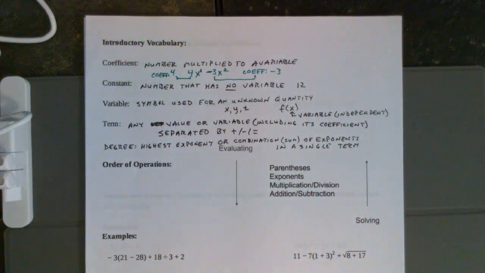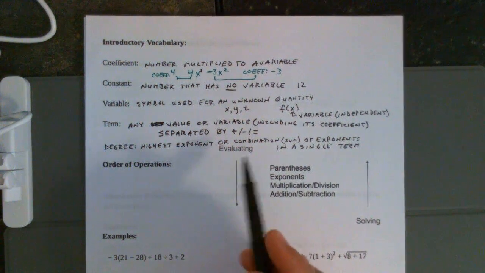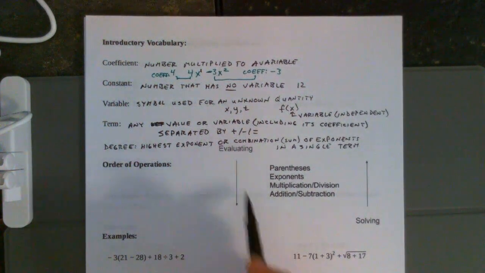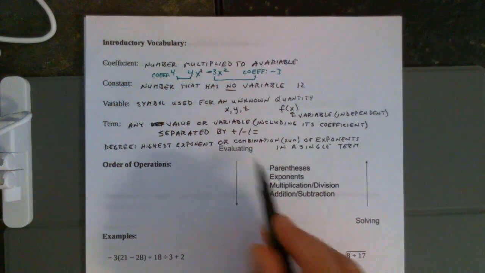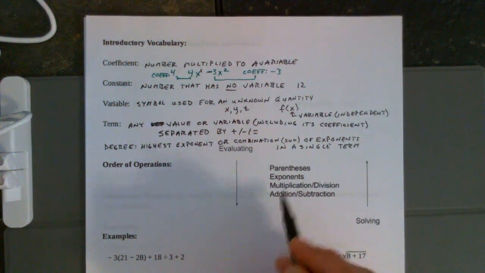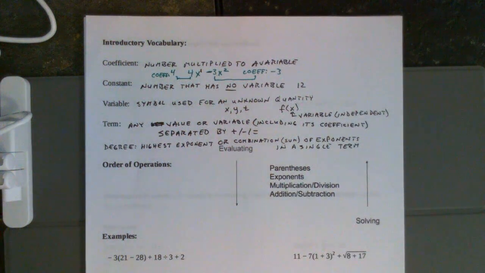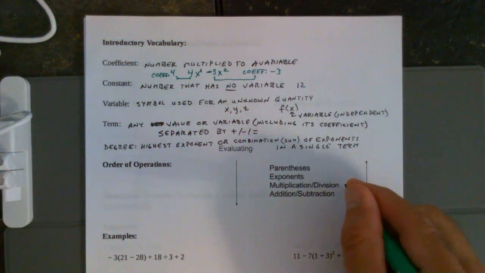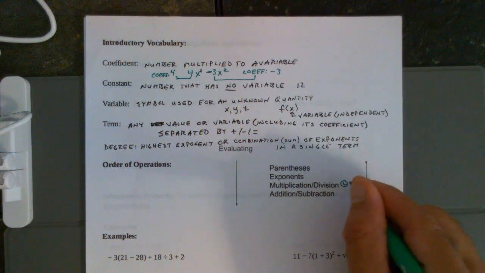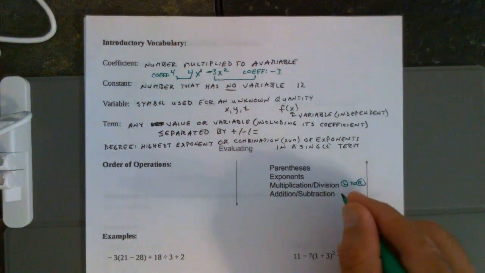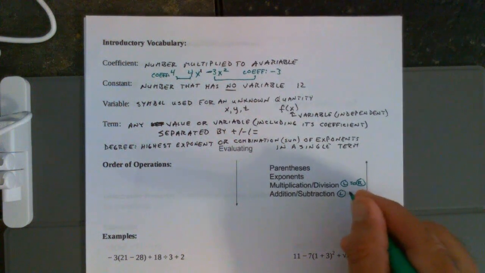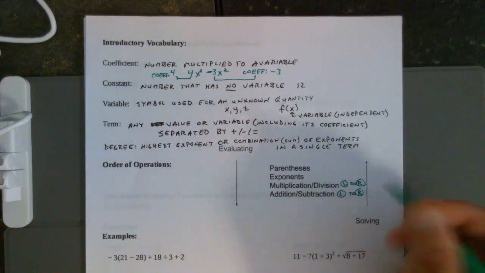The next basic thing we need to look at is order of operations. And order of operations, the way you normally use them is when you are evaluating. And if we're evaluating, we work our way down the list. So it would be parentheses come first, exponents come second, multiplication and division working left to right would come next, and finally addition and subtraction, again working left to right.